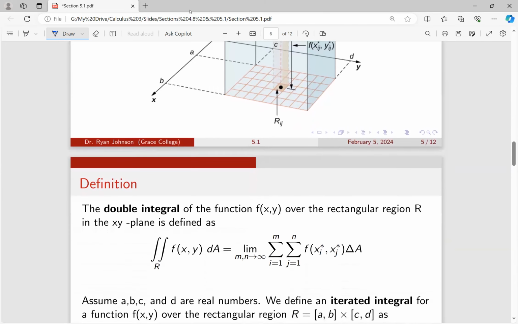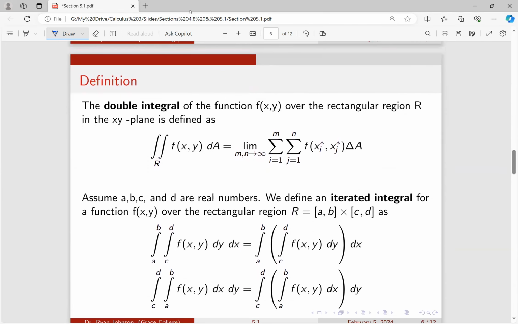And so the double integral is just a limit as our rectangles get teeny tiny, so m and n both going to infinity, the sum from i equals 1 to m, j equals 1 to n of all these representatives times the area of the base, because the volume of a rectangular prism is the height times the area of the base. This is the height of my rectangular prism. This is the area of the base.